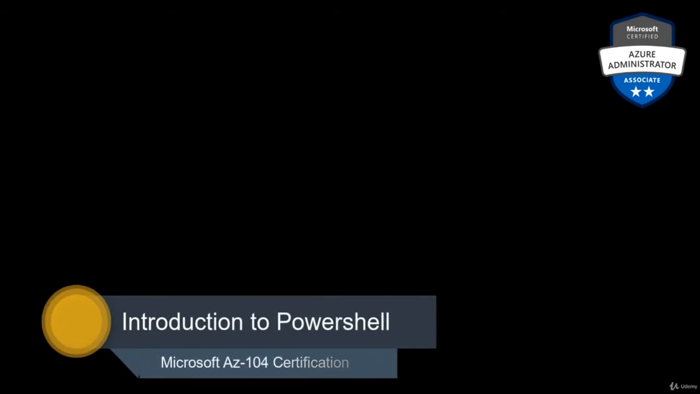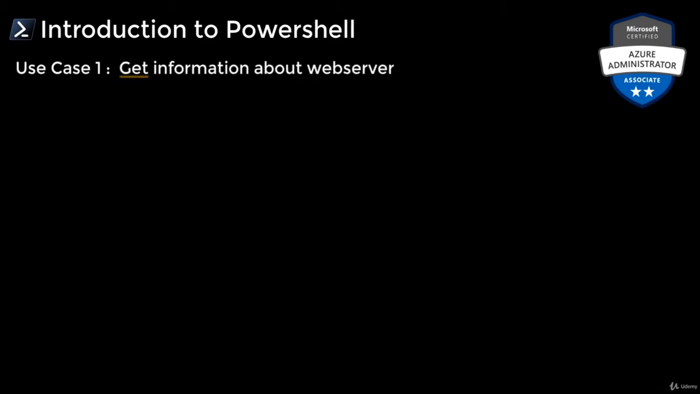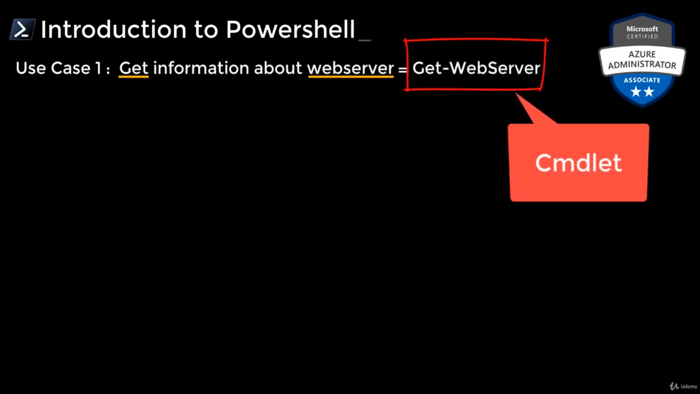In PowerShell, commands are called commandlets, pronounced as command-let. So if you want to get the information about, let's say, a web server, then the command will be get-webserver. This is collectively called a commandlet. A commandlet lets you manipulate the features of an entity, which is web server in this case.